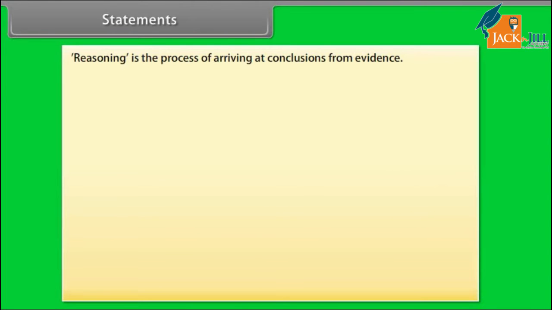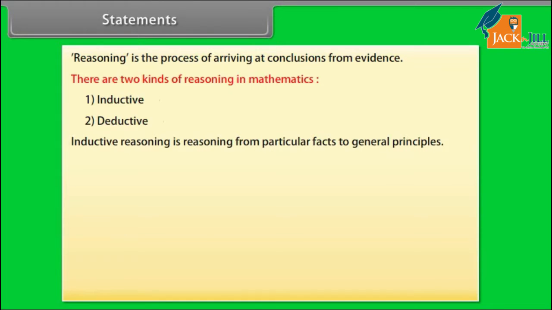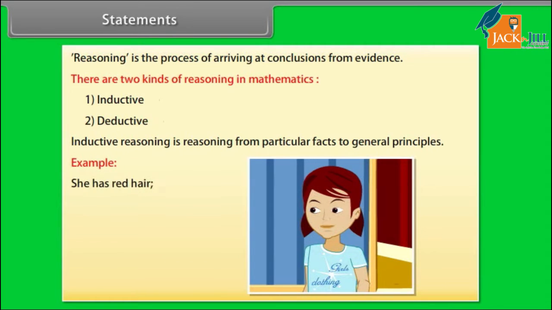Statements. Reasoning is the process of arriving at conclusions from evidence. There are two kinds of reasoning in mathematics. 1. Inductive. 2. Deductive. Inductive reasoning is reasoning from particular facts to general principles. Example: she has red hair, therefore, she has a temper.